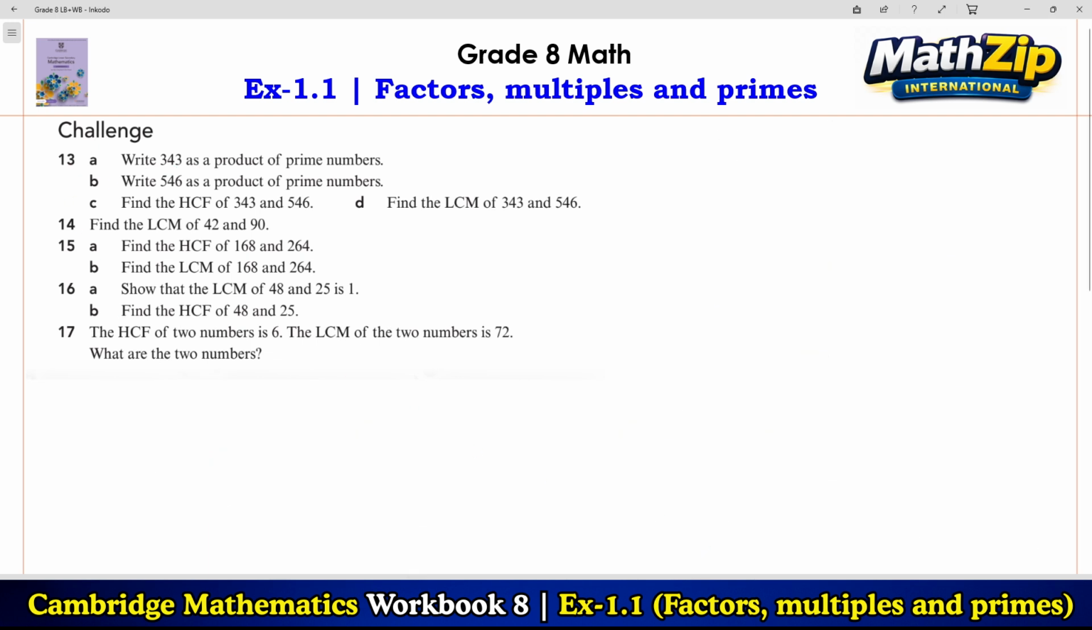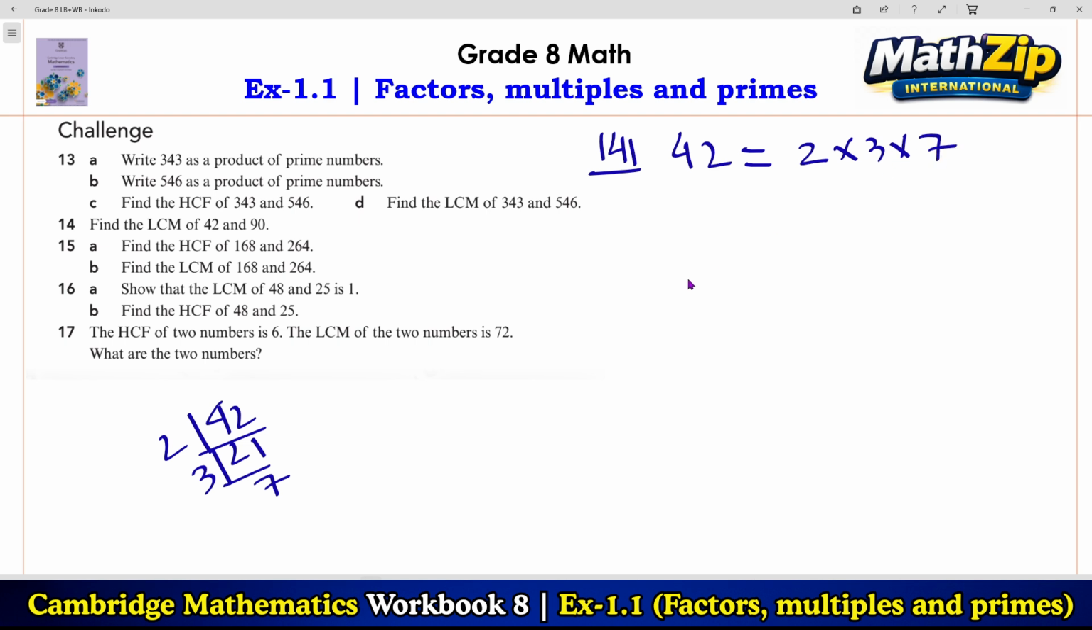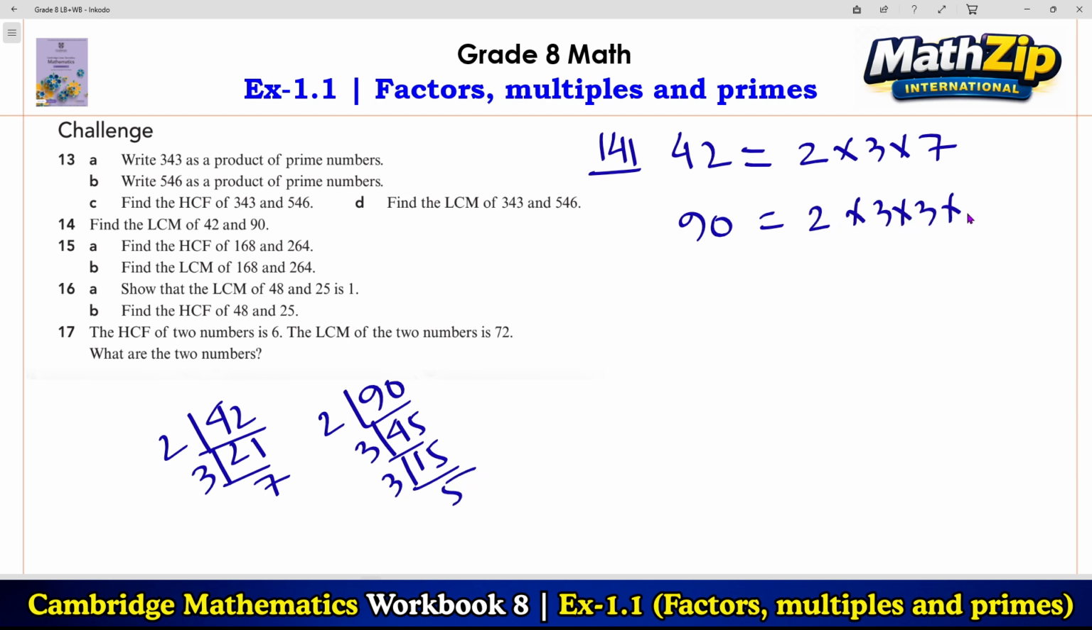Question 14, this is very important. Find the LCM of 42 and 90. First we have to find the product of prime factors. 42 we can divide by 2, and 21 divided by 3, so here is a 7. So we can write 2 times 3 times 7. Now what about 90? 90 divided by 2 is 45, divided by 3 is 15, divided by 3 is 5. So 2 times 3 times 3 times 5, right?